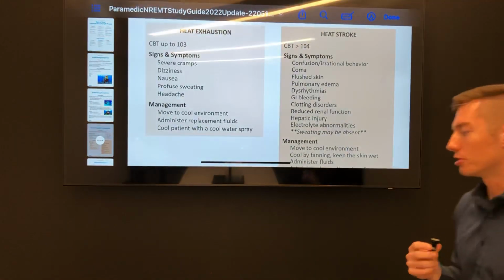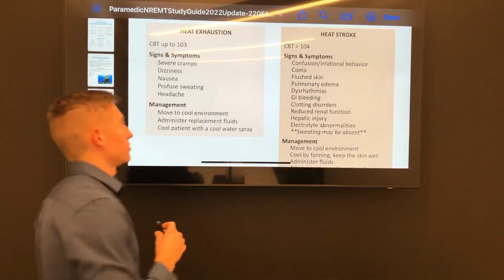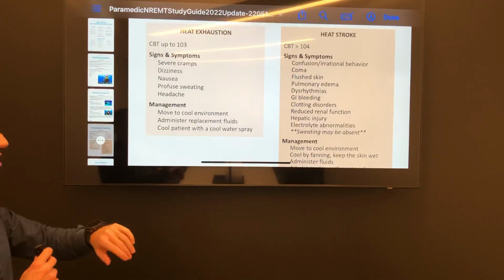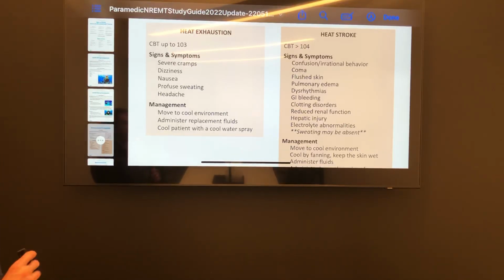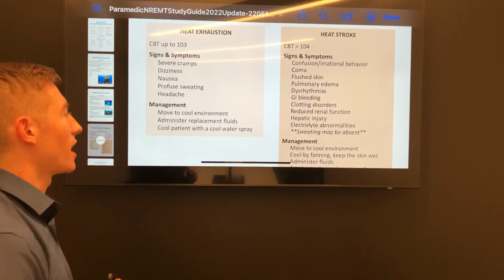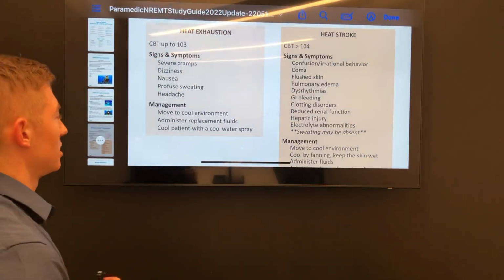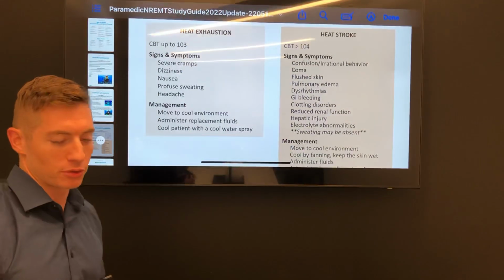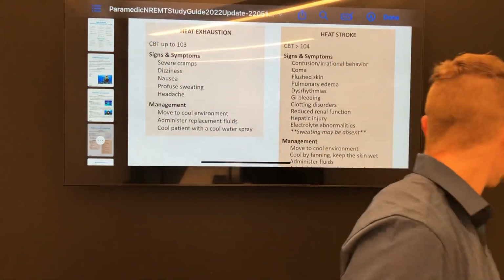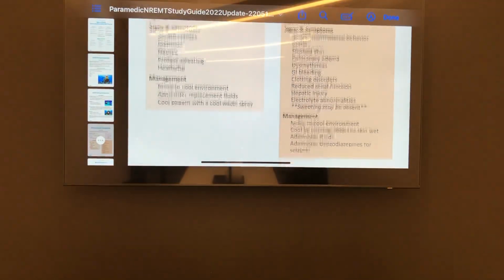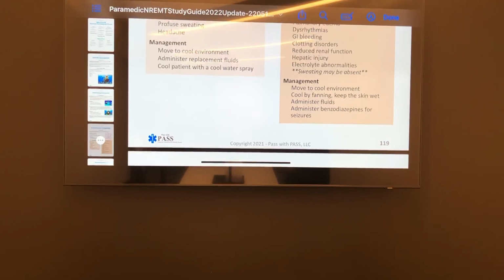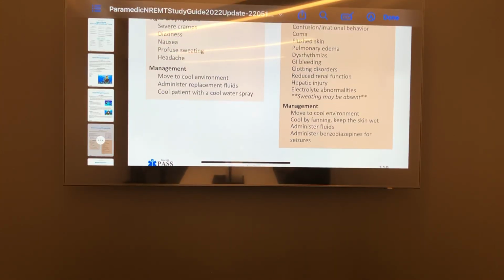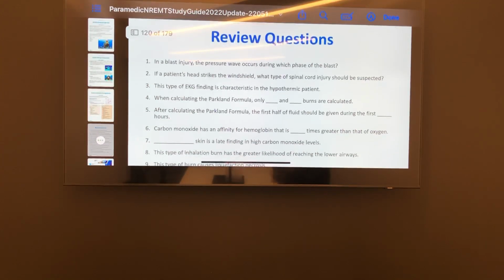If they have heat stroke, there could be confusion and irrational behavior, could be a coma, flushed skin, pulmonary edema, dysrhythmias, GI bleeding, clotting disorders, reduced renal function, hepatic injury, electrolyte abnormalities, sweating may be absent in this case. For management, we're going to move to a cool environment, and we are going to keep cool by fanning. We might wet them. Administer fluids. Administer benzodiazepines for seizures, such as Versed, midazolam.